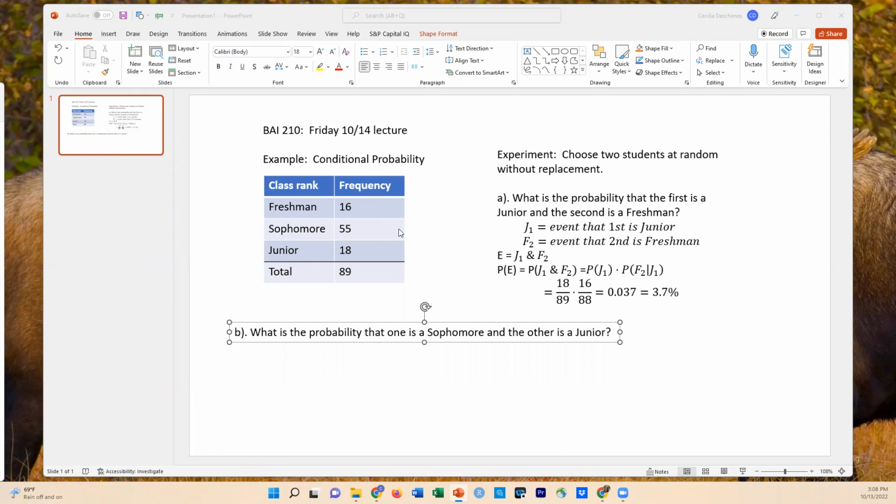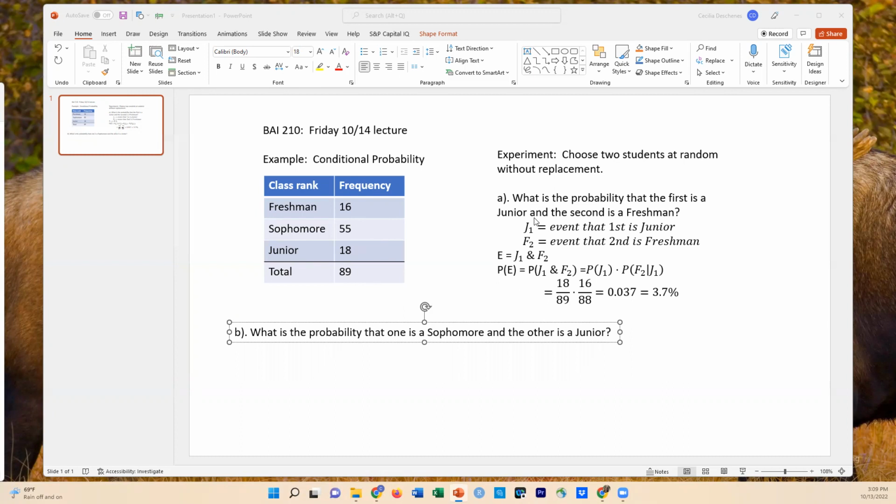I'm going to be picking up the lecture from where we left off on Wednesday, where we were talking about conditional probability. And we were wrapping up the class with this example where we have class rank as either freshman, sophomore, or junior, and the frequency of each one of those class ranks, and a total of 89 students. The experiment is we're just going to choose 2 students at random without replacement.